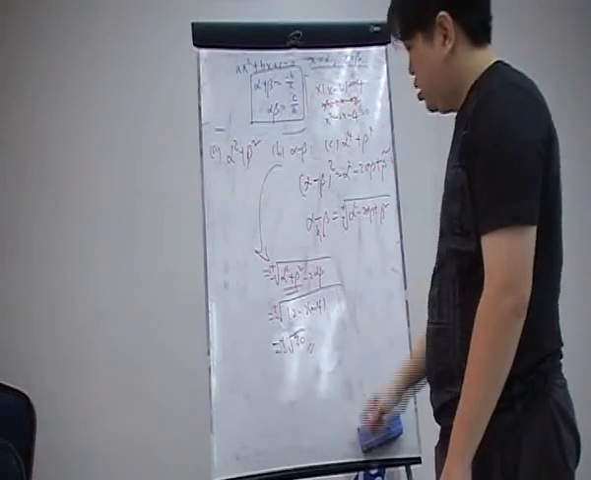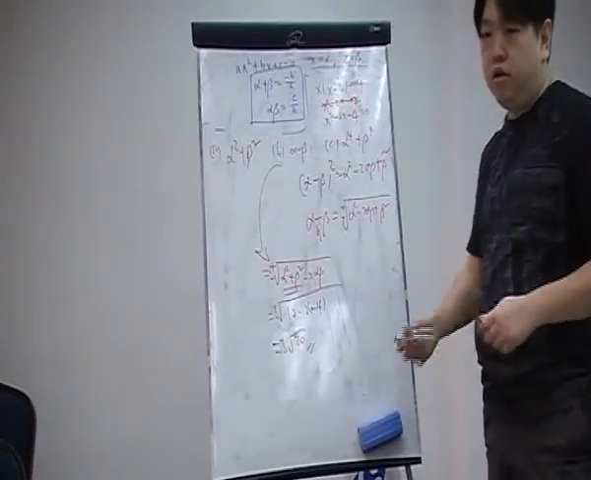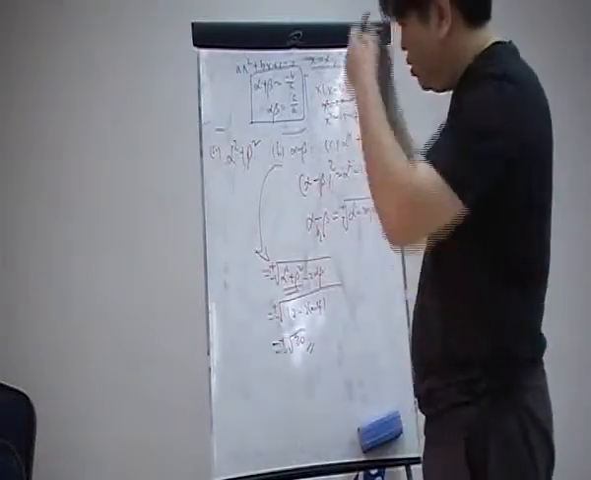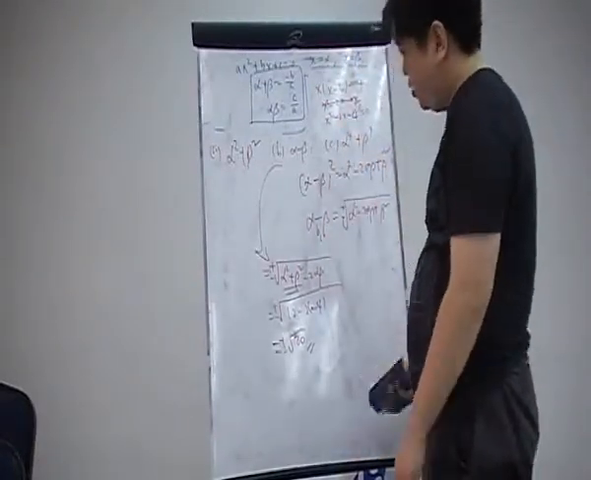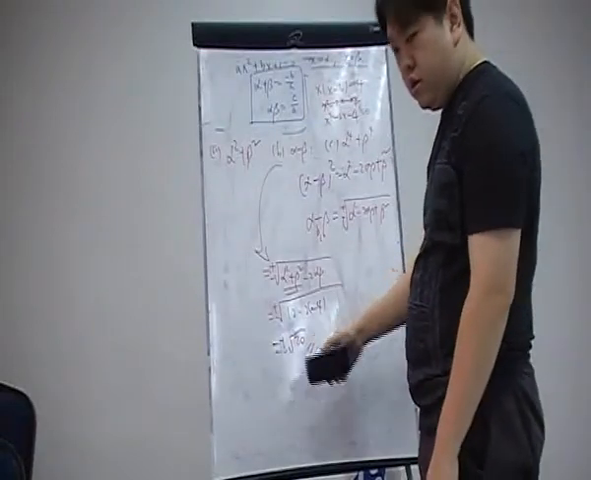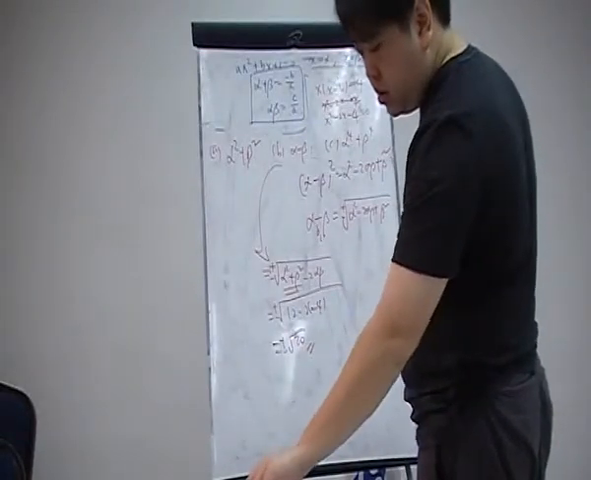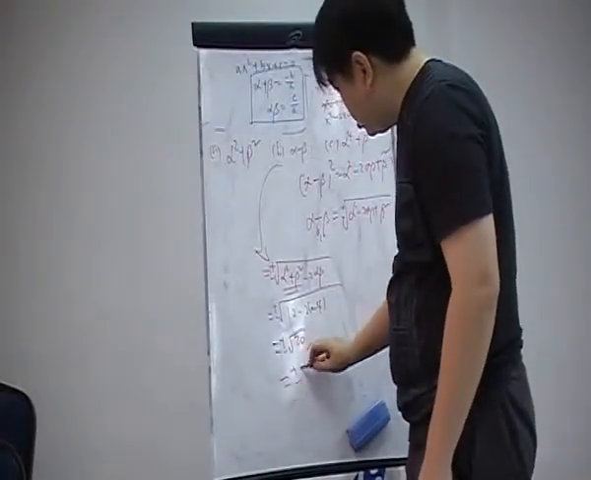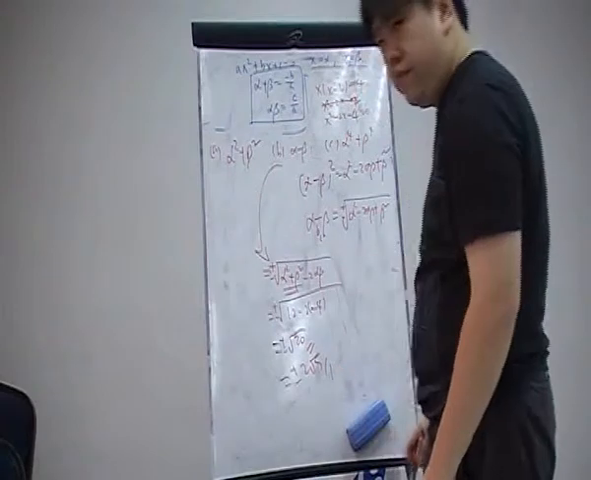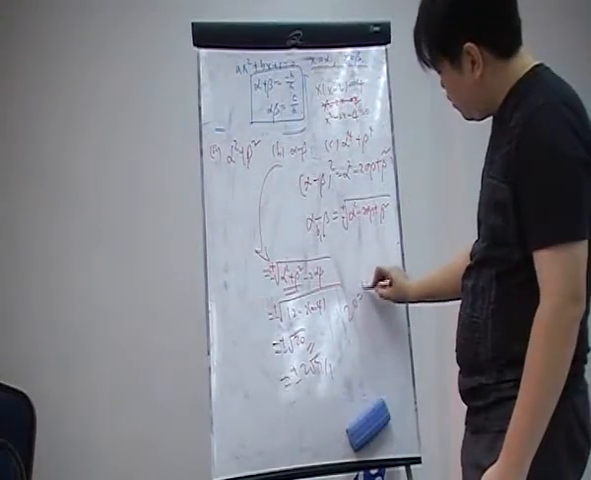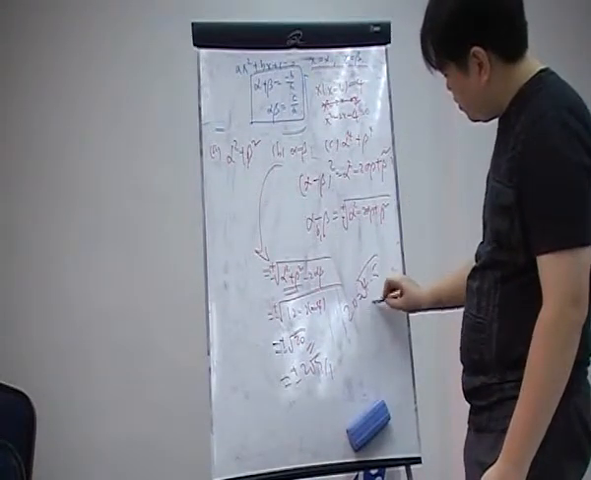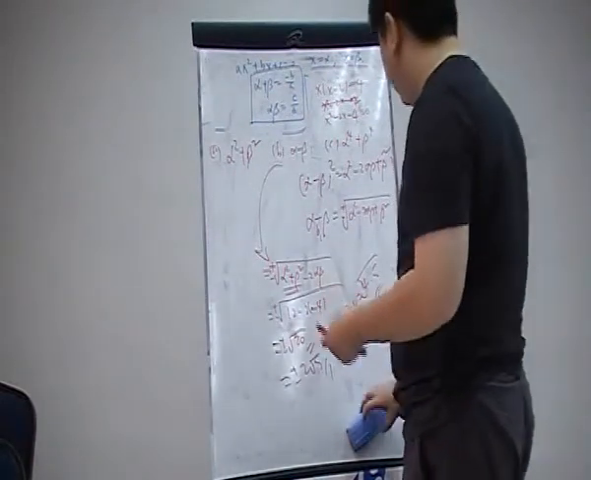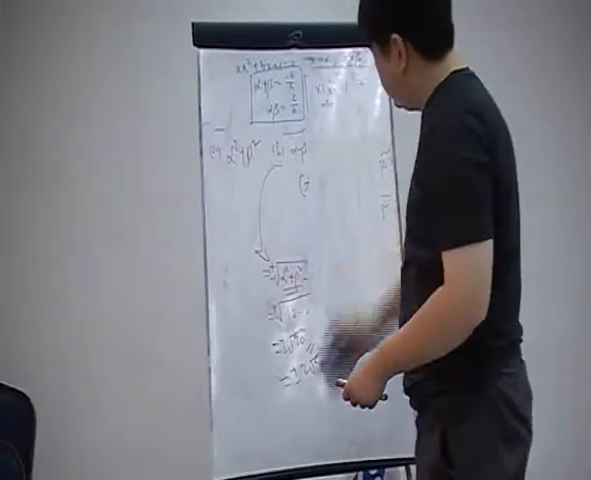Can 20 be rooted? Press the calculator. Otherwise you can just leave it in surd form. 4.472. You should leave it in surd form, which is 2 root 5. You have 20 equal to 4 times 5, right? So you have 2 root 5. So plus minus 2 root 5, surd form. Good.